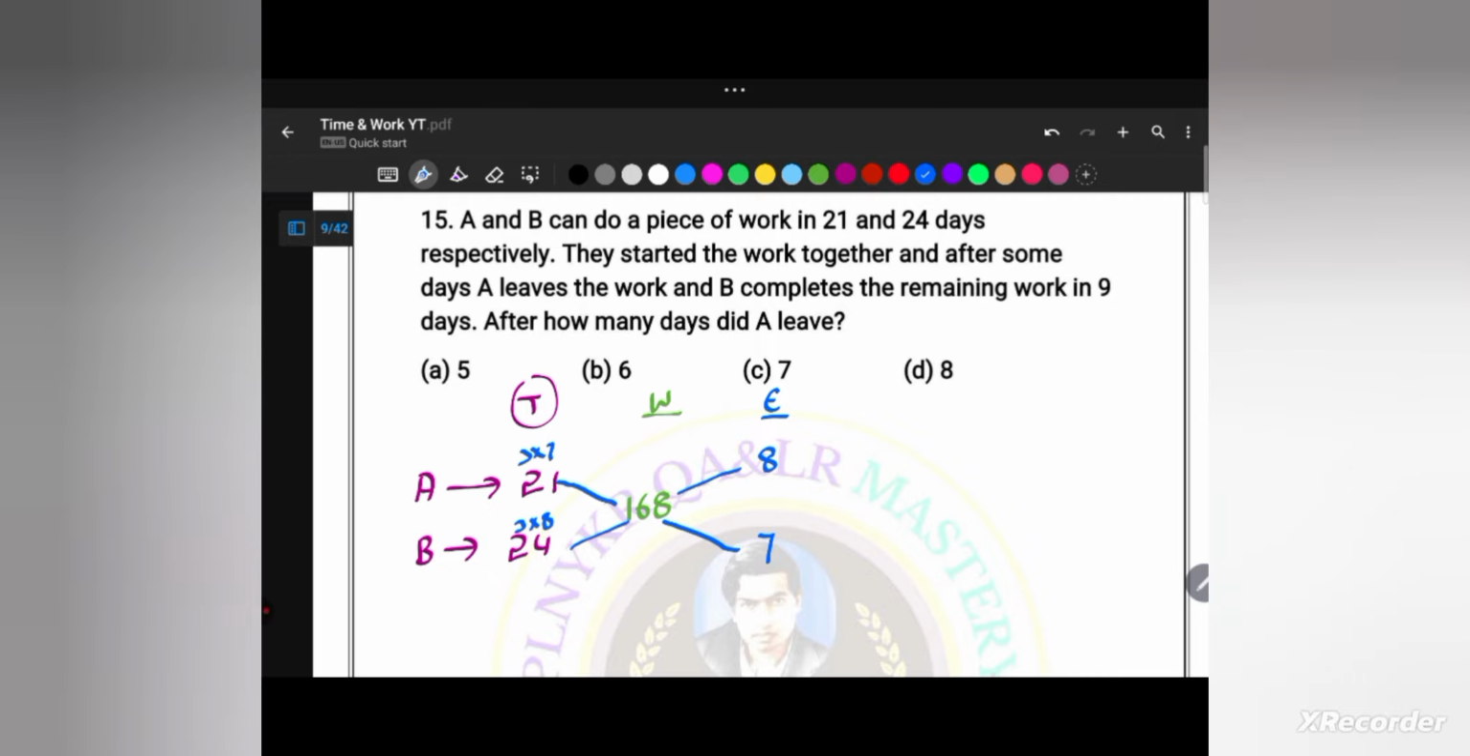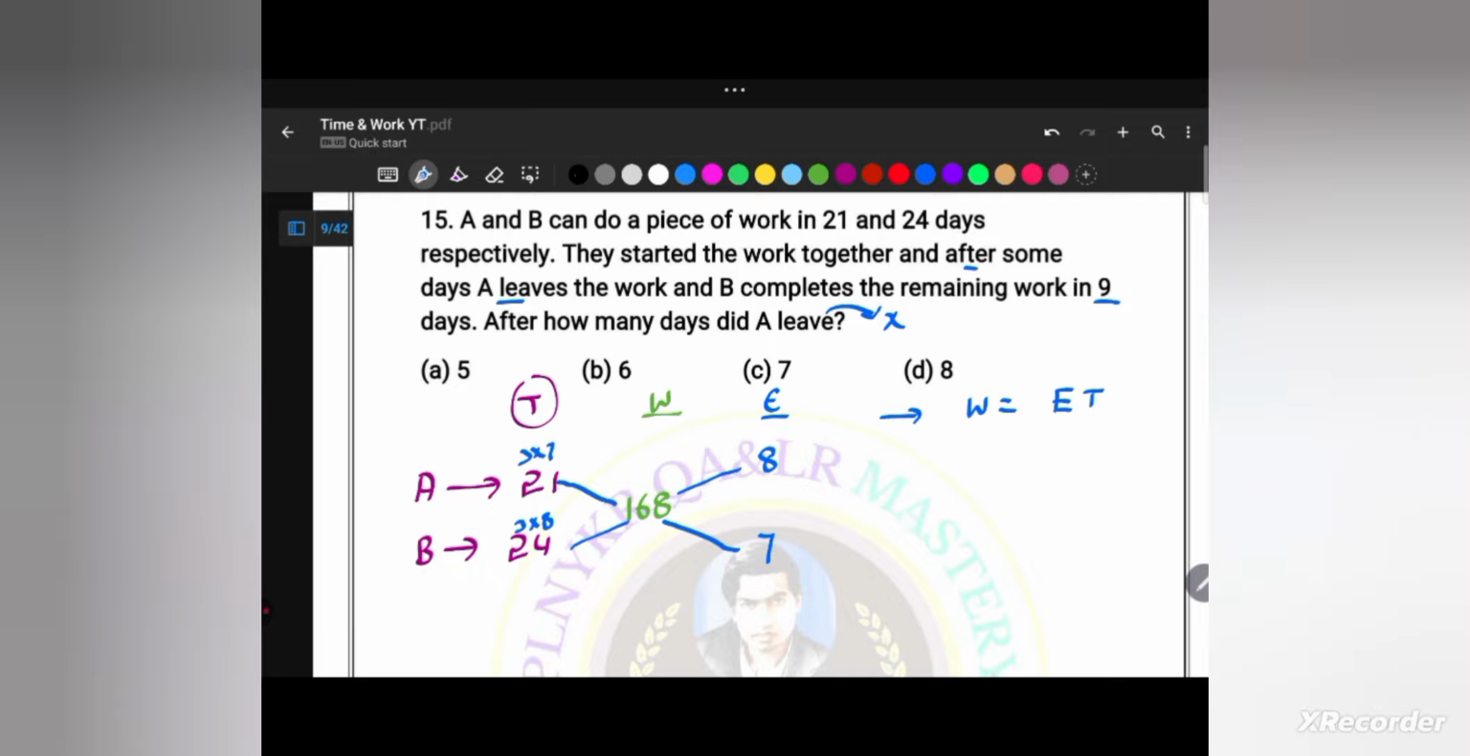Now he is saying the next statement: they started the work together. After some days, A leaves the work, and B completes the remaining work in 9 days. After how many days did A leave? We don't know how many days, so let us take the variable as x. We know the basic fundamental formula. What is that? Work equals efficiency into time.